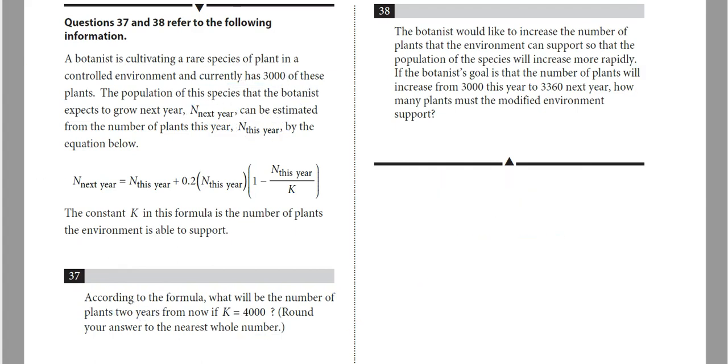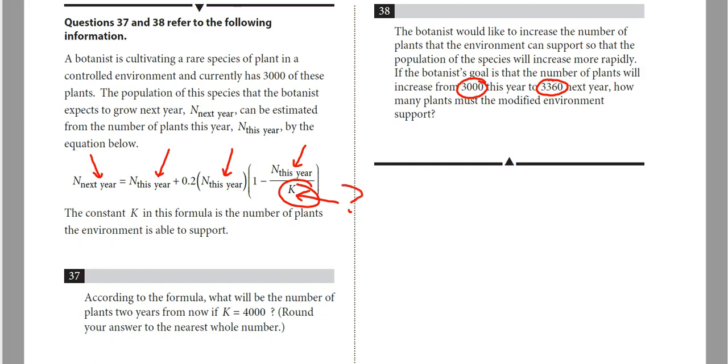All right, last problem. Let's battle through number 38. Knock this thing out. So number 38, a botanist would like to increase the number of plants the environment can support so that it'll increase more rapidly. So we're trying to get a bigger K. If the goal is that the number of plants will increase from 3,000 to 3,360 next year, how many plants must it support? So basically we know the this year amount, and now we know the next year amount, but what we don't know is K.